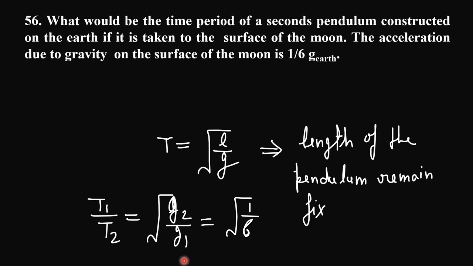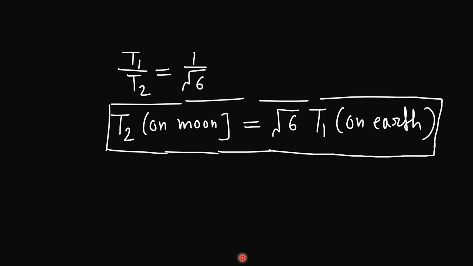So put the values, because L remains fixed. L is not changing, so L will cancel out. T1 by T2 is equal to root g2 by root g1, because T is proportional to 1 upon root g. So T1 is inversely proportional to root g1 and T2 is inversely proportional to root g2. Now put the values, because g2 is 1/6 of g1, so g1 will cancel out. You will get T1 by T2 is 1 by under root 6. So T2 on the moon will be equal to under root 6 of T1 on earth.